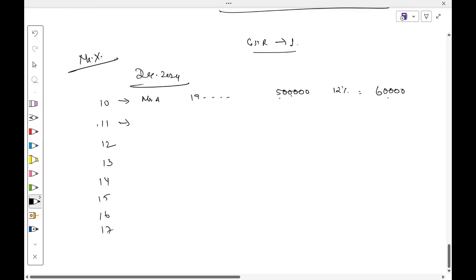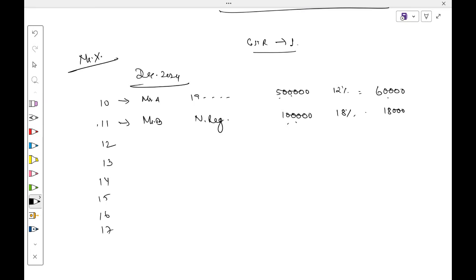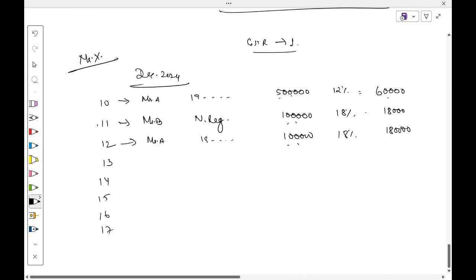Another invoice is raised to Mr. B. He is a non-registered person. Amount of sale is 1 lakh. Rate of GST is 18%, and the amount of GST is 18,000. That is the consolidated figure. It may be IGST, it may be CGST plus SGST. I'm not going into that part right now. Again, to Mr. A, whose GST number is this one, sale is 1 lakh. Rate of GST is 18%, so it is 18,000.